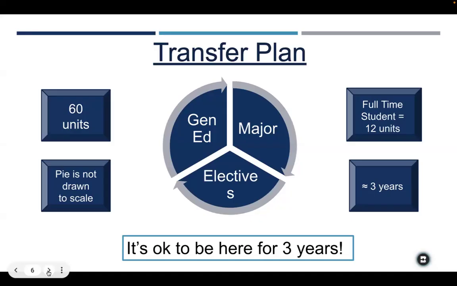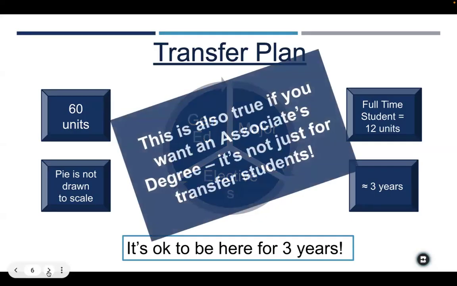There can be different reasons for that. You may be busy with work. You may find that the workload of 15 or more units doesn't work for you, or you may have a lot of what are called prerequisites, or courses that are required to get into additional ones, depending on the school you want to go to and your major. So this is also true if you want an associate's degree. It's not just for transfer students. So again, any goal that you have here probably is going to take at minimum 60 units.